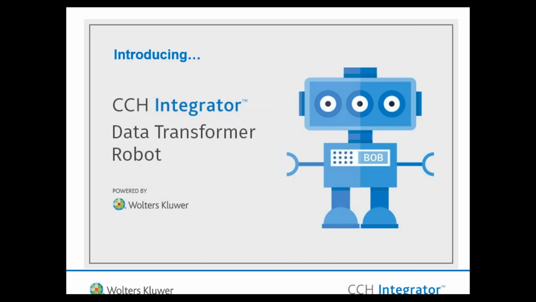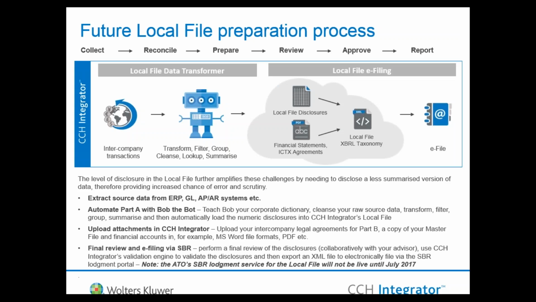So now we're launching Bob. Okay. So this is really an overview of what the future looks like for the Australian local file. And if we just talk about the solution in, I guess, two parts. So we've got our local file data transformer, or Bob.